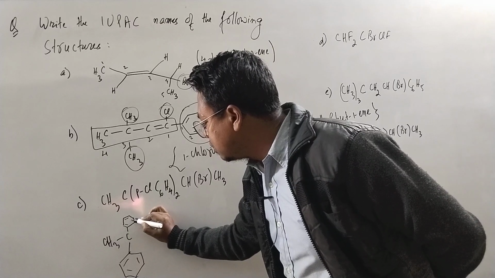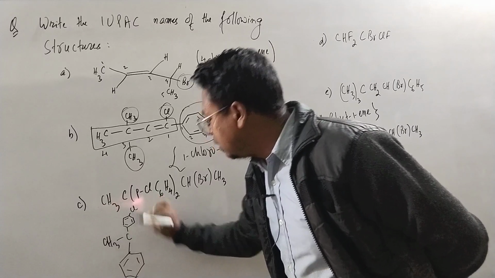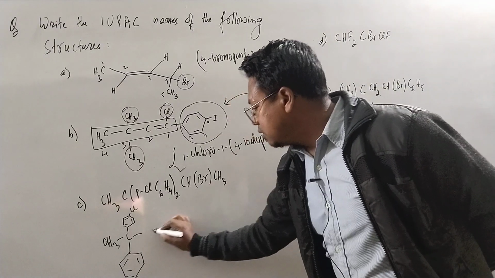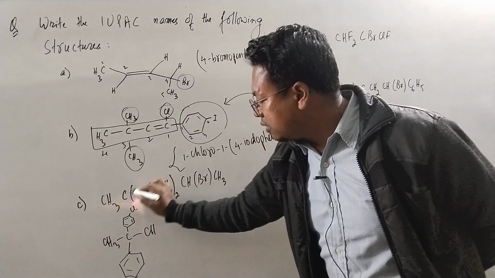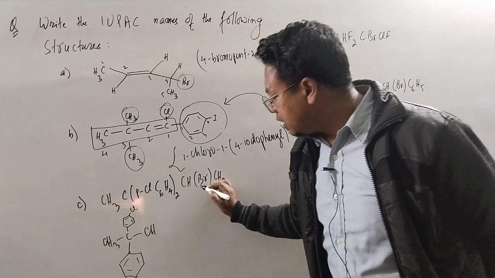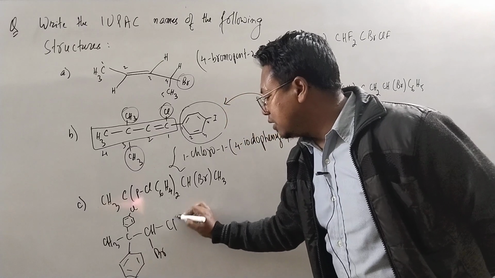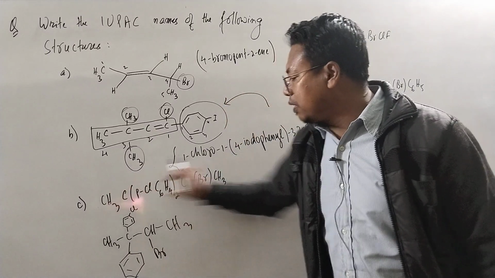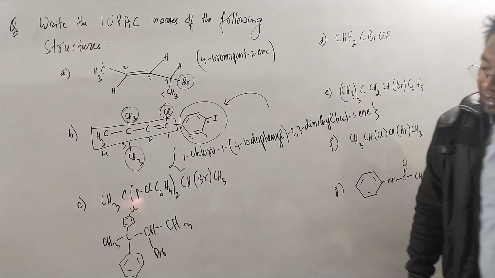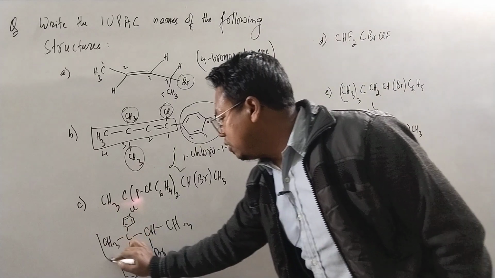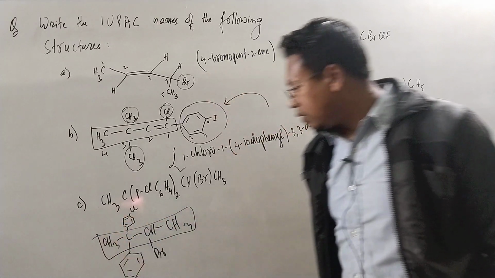Let me draw this like this. Then CH is attached to this carbon atom, and to this CH, Br is attached, Br, then CH3. This would be the structure of this compound. Now how will you name this compound? So we need to choose the main chain here. This is our main chain.